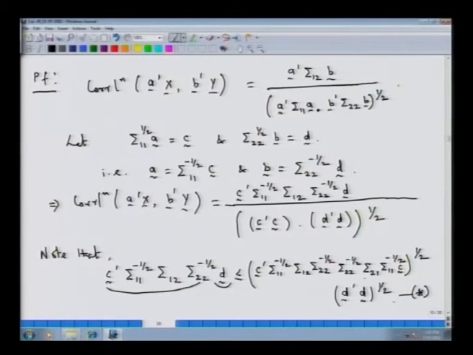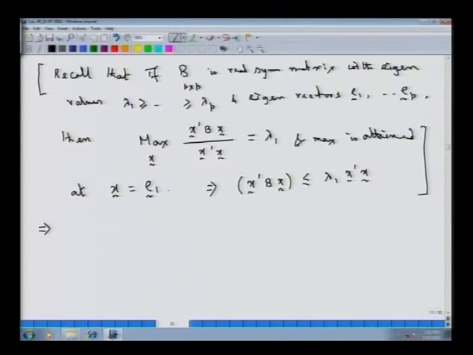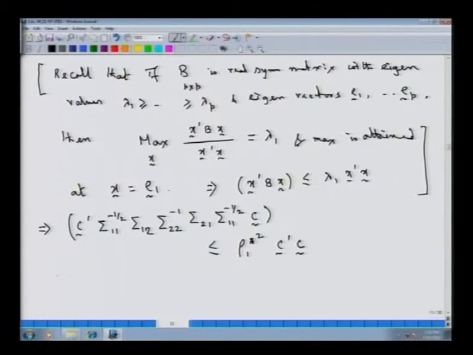We will consider this entire matrix here, which in our earlier notation is equal to A prime matrix, and then look at its eigenvalues and eigenvectors, and using this particular result we will be able to say that this C prime sigma 1 1 to the power minus half sigma 1 2 sigma 2 2 to the power minus 1 sigma 2 1 sigma 1 1 to the power minus half times this C vector, using this expression, would be less than or equal to the corresponding eigenvalue of this matrix, which we have earlier denoted by rho 1 star square, times this C prime C, with equality attained. I will give this as equation number double star.